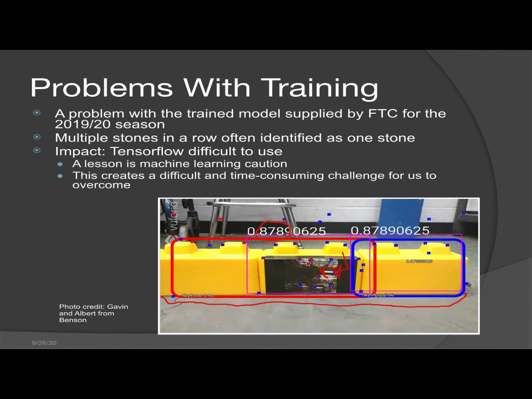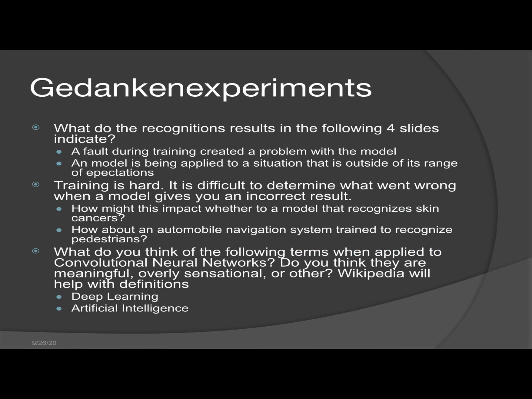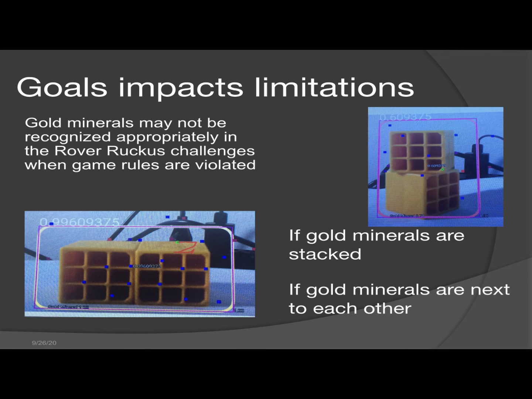So what kind of other situations can occur? Let's just take a look at some thought experiments of what can happen. So there's an example within the Rover Ruckus game: what happens if you have two gold minerals beside each other or two on top of each other. In this case, it recognized each one of those situations as a single gold mineral instead of a double.